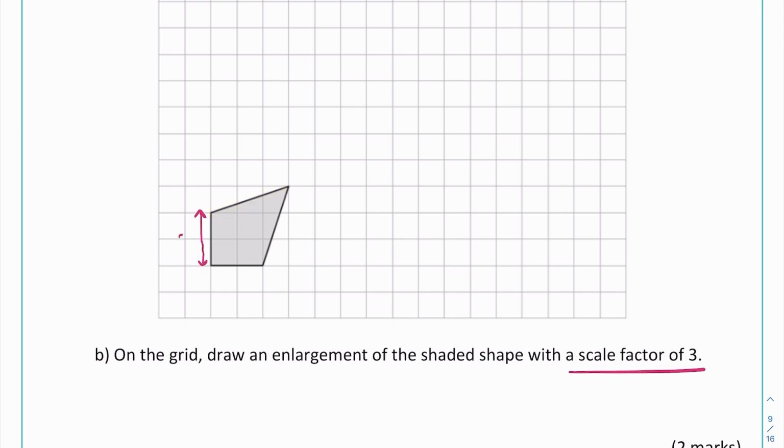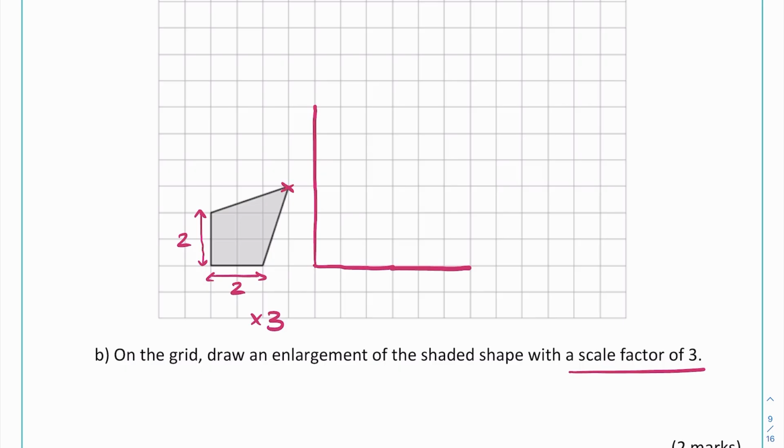So let's do this one to start with. So that's 2 across, and that, or 2 up, and that's 2 across. So if we times them by 3, that'd be 6 and 6. So if I start drawing it in, 1, 2, 3, 4, 5, 6, 1, 2, 3, 4, 5, 6. So I'm happy with those parts. I just need to find where this coordinate here is going to go.